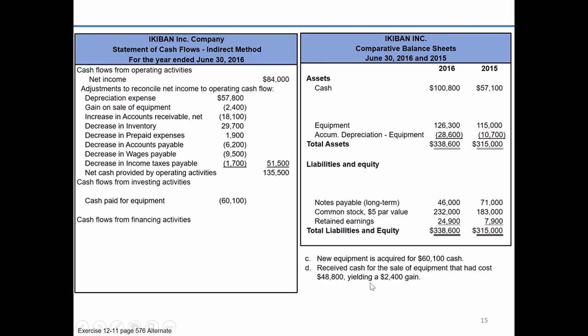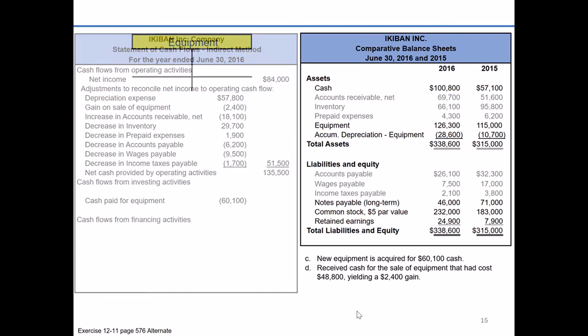One additional piece of information indicates that the company received cash for the sale of equipment that had originally cost $48,800, yielding a gain of $2,400. Well, that needs to be factored in here because there's going to be a cash inflow related to that sale. But they're being a little bit extra tricky and they're not giving us that cash amount directly. But keep in mind, you can use the knowledge that you learned from our plant asset chapter in order to back into what the cash impacts. So don't worry, we'll keep plugging away at this.